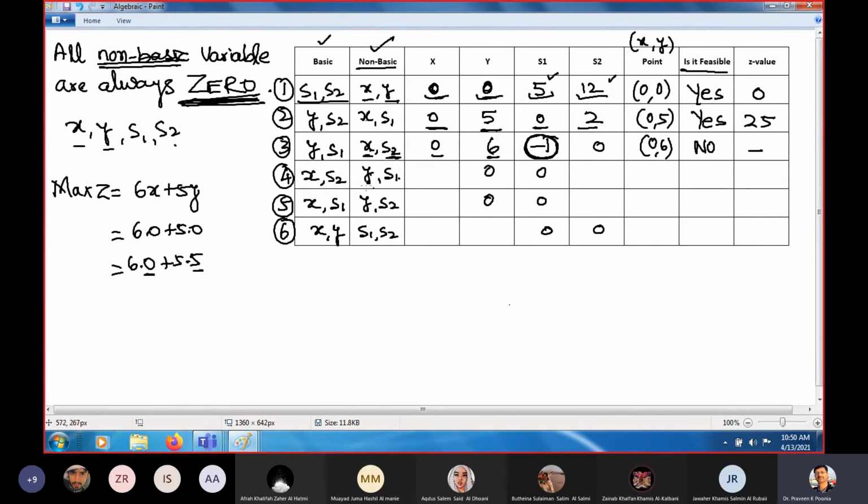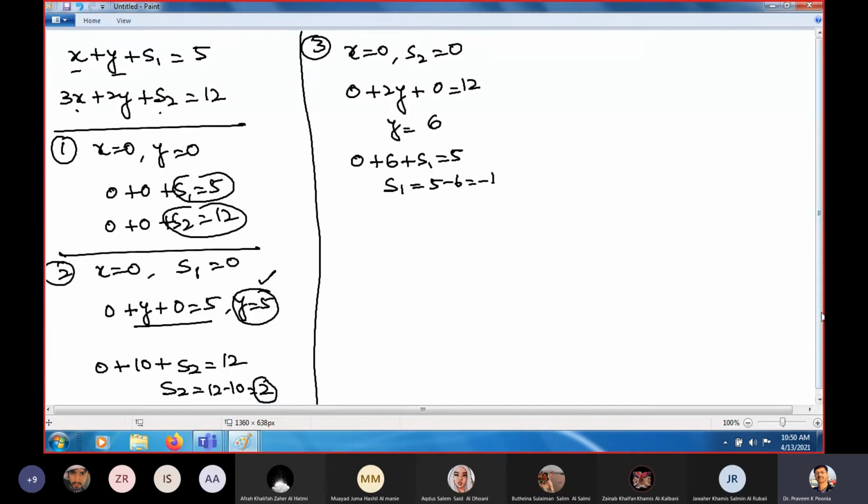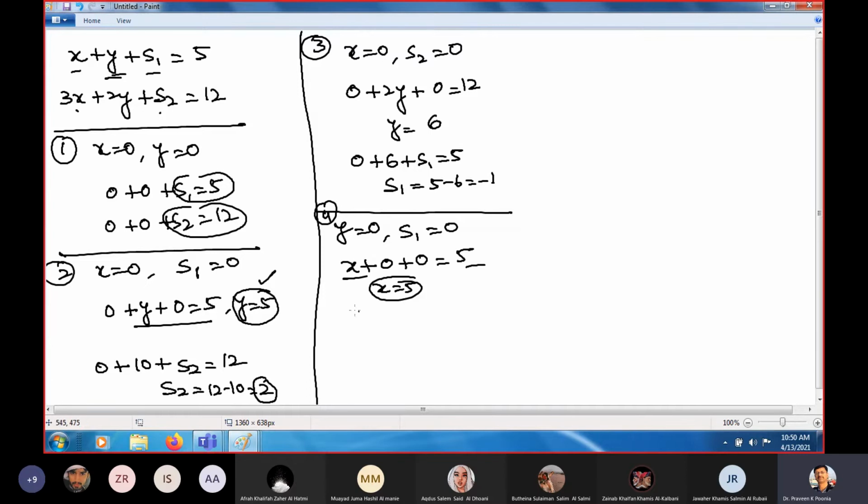Now, number 4, y S1. Number 4 is y is 0, S1 is 0. Let us take equation 1, y and S1. So x plus y is 0, S1 is 0 is equal to 5. So x value is 5. X is equal to 5. Now put in equation 2. 3 into 5, 15. Because we are putting value here. 3 into 5, 15. Plus 2y.